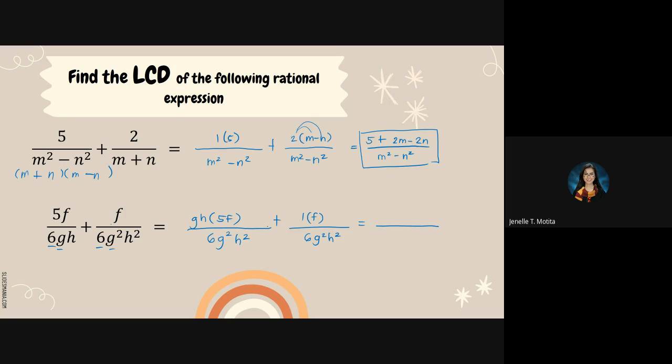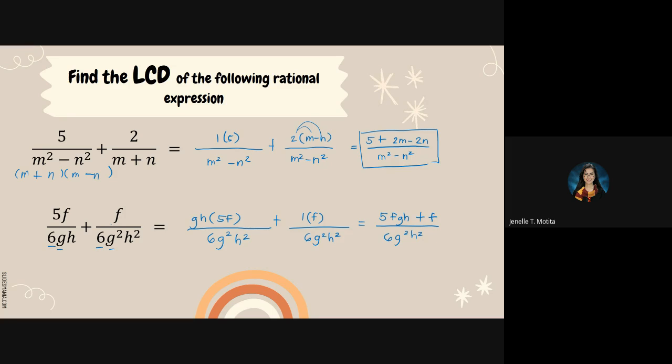since you have the same denominator, just copy your denominator. 6g squared h squared, it's your same denominator. Just copy it. And then evaluate your numerator. You got gh times 5f. You will have 5fgh. Even if it's rambled, your variables, that's okay, but I prepared it to be in order. Plus, next, 1 times f, that's f. Is this the final answer? Yes, this is already your final answer.